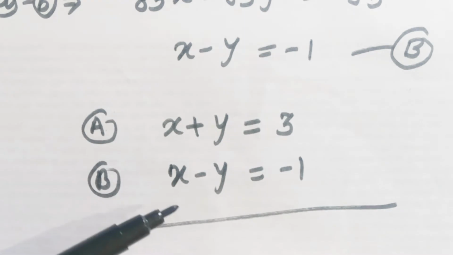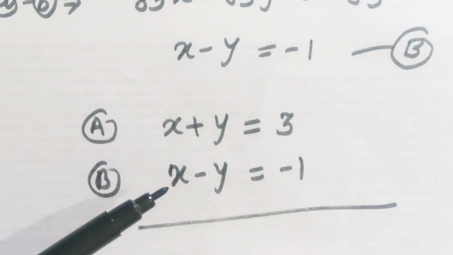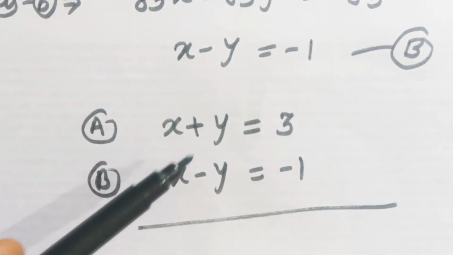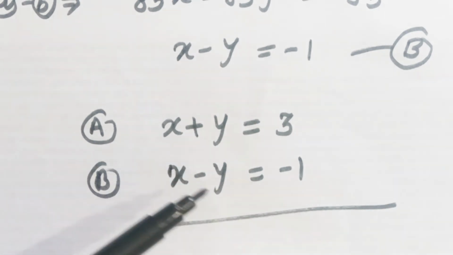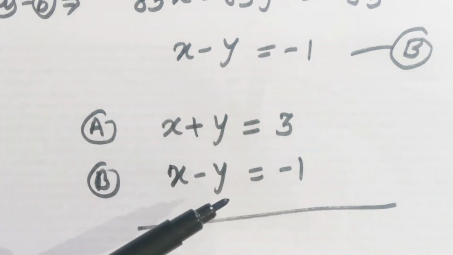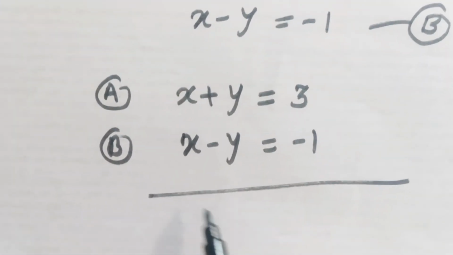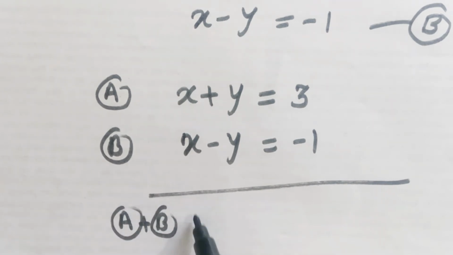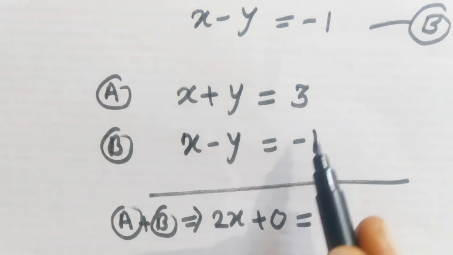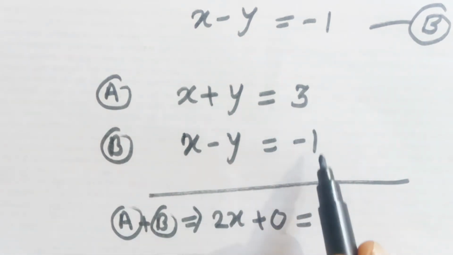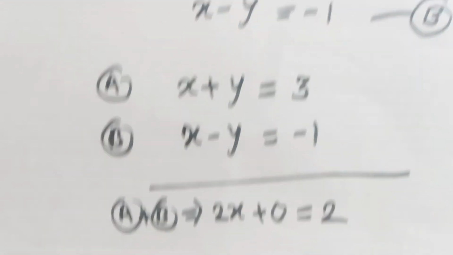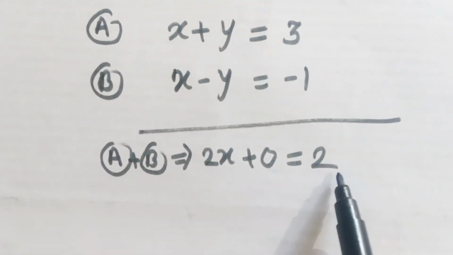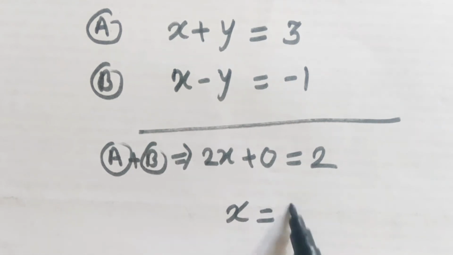See, these equations are very simple to solve and find the value of the variables. So now add these two equations, because the coefficient of y here is plus and here the coefficient of y is minus. If we add these equations, then one variable is eliminated. So the addition of these two equations, A plus B, is equal to twice x plus 0, then the right hand side is 3 minus 1, that is 2. So therefore divide by 2, then we get x equals 1.